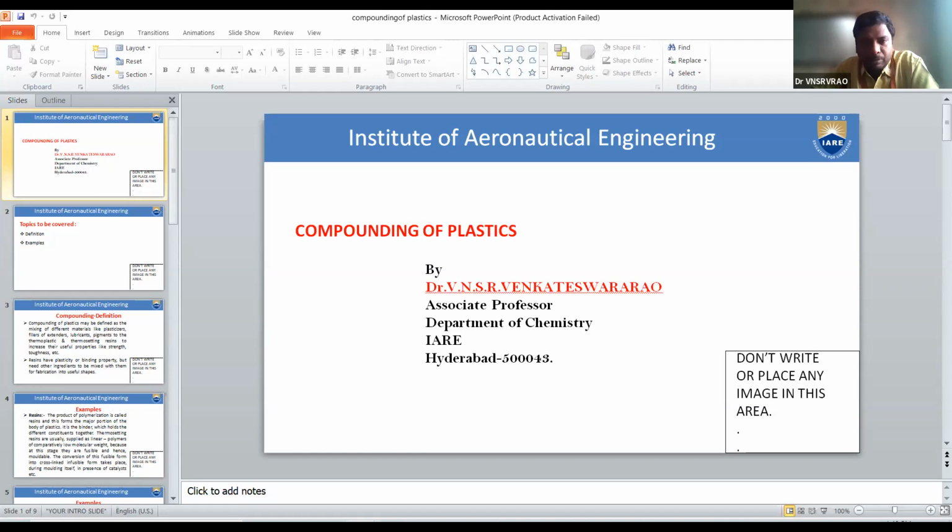Tell me, out of thermoplastic and thermosetting resins, which are more stable? Thermosetting. Thermosetting resins are more stable. Why are thermosetting resins more stable? Which chain is involved in the thermosetting resins? Cross-link. Cross-linked chain. Okay, very good. Because of the involvement of the cross-linked chain in thermosetting resins, these are more stable compared to the thermoplastic resins.